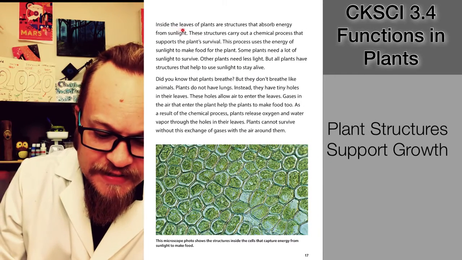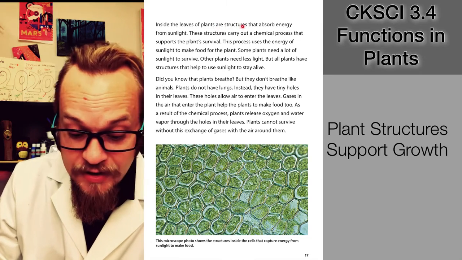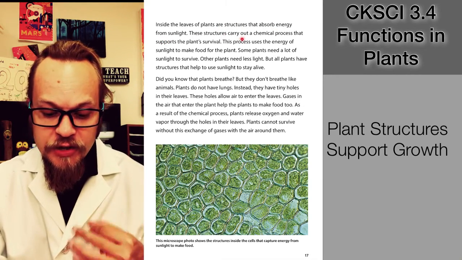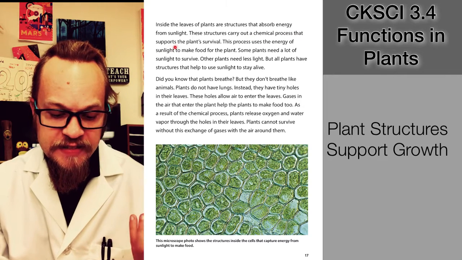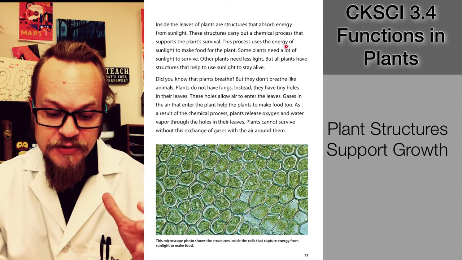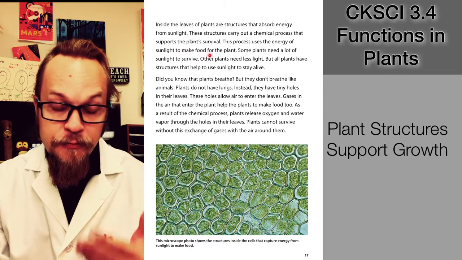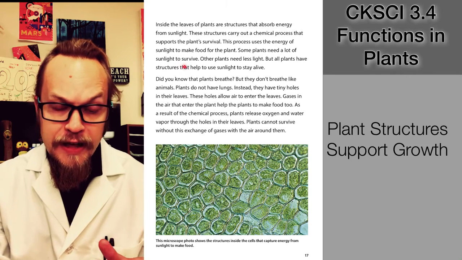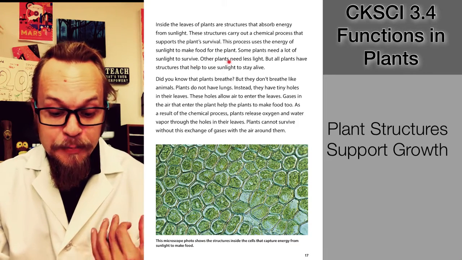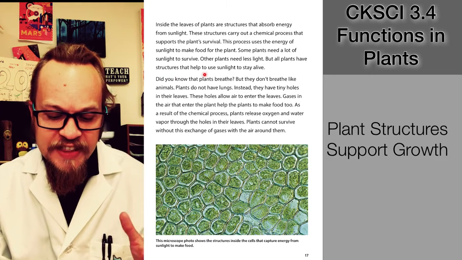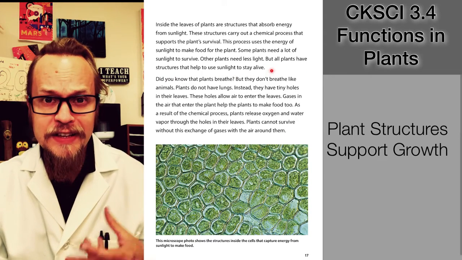So, inside the leaves of plants are structures that absorb energy from sunlight. These structures carry out a chemical process that supports the plant's survival. This process uses the energy of sunlight to make food for that plant. Some plants need a lot of sunlight to survive. Other plants need less light, but all plants have structures that help to use sunlight to stay alive.